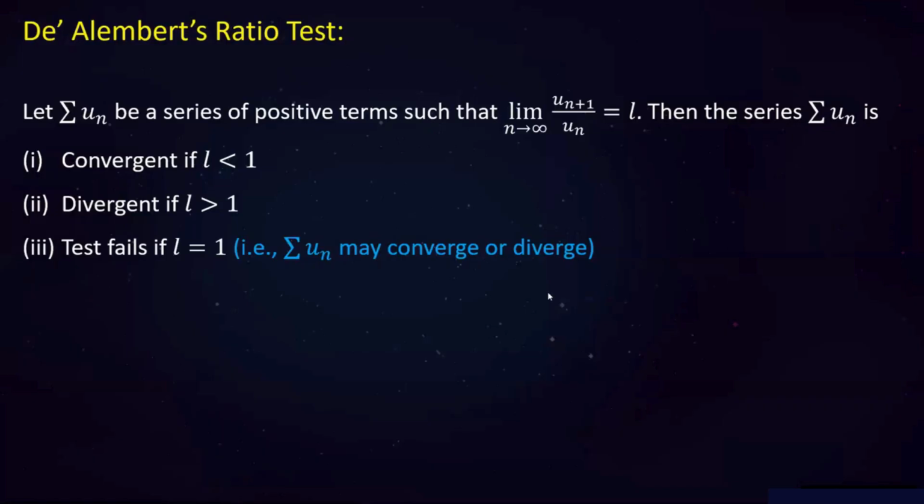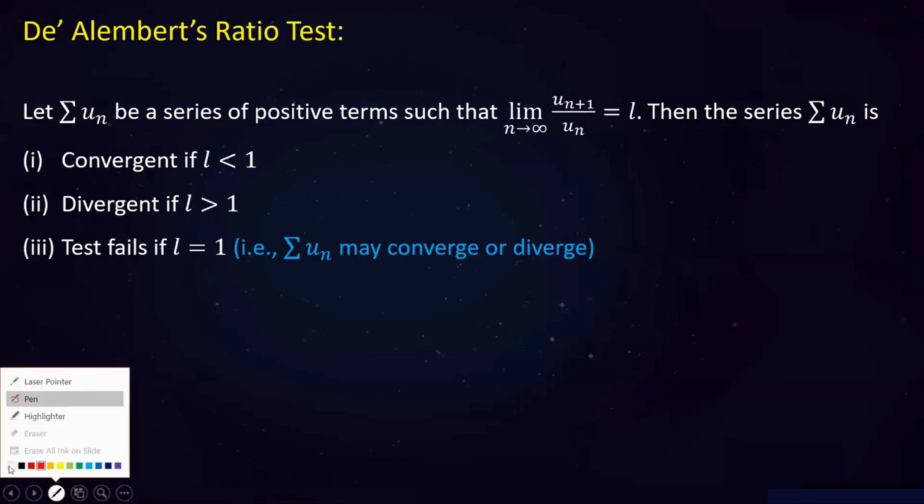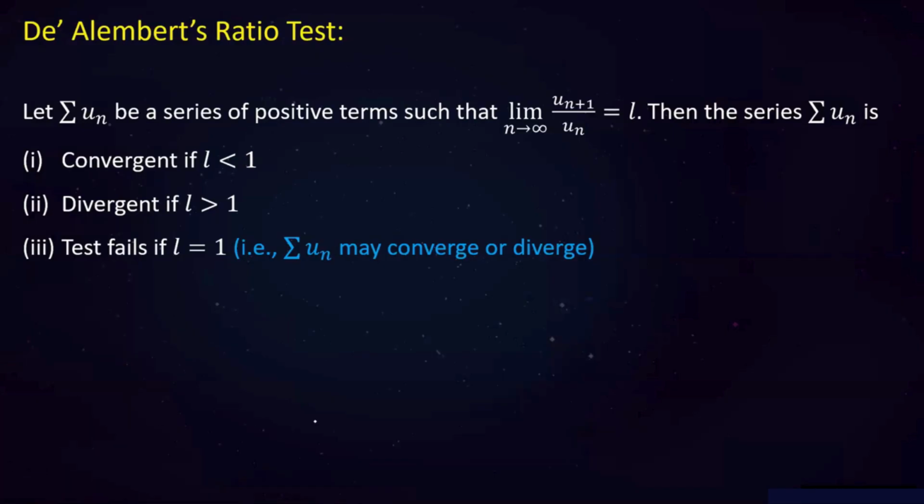D'Alembert's ratio test. Even this test helps us in finding the convergence or divergence of a positive term series. When you are given a positive term series, using this test we can identify whether the given series is convergent or not. In the limit comparison test, for example, if you are finding the convergence of a series, let us say summation un, to test whether this series is convergent or not, we need an auxiliary series summation vn, correct?